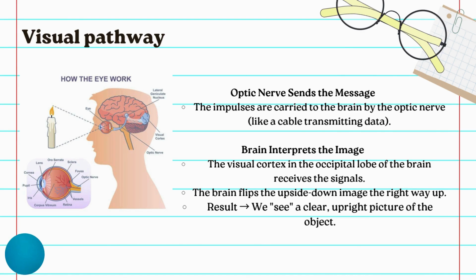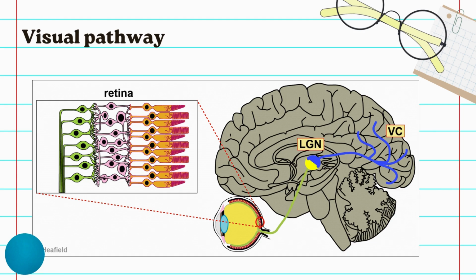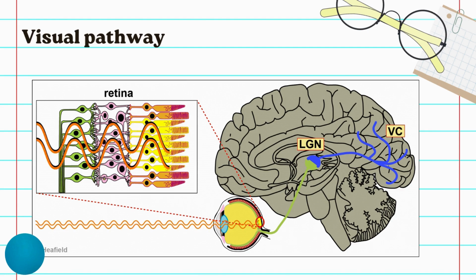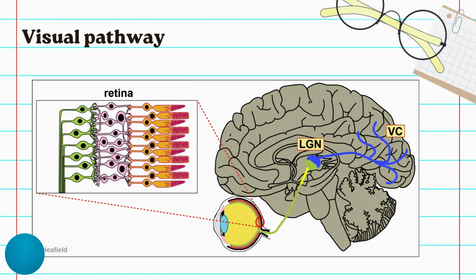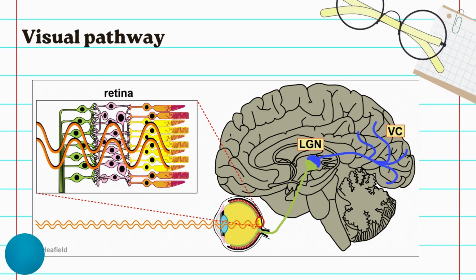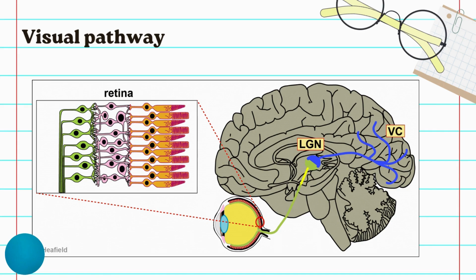So I hope that was clear. I have a little video here. You'll see the light will hit your eye, and then your cornea, your pupil, and your lens focus the light, and it hits your retina, and your retina changes that information into an electric impulse. It goes up to your brain, back to your occipital lobe.